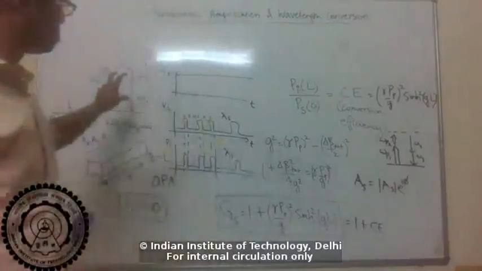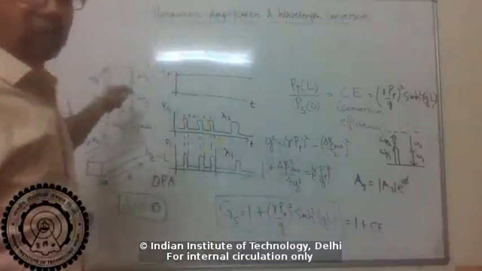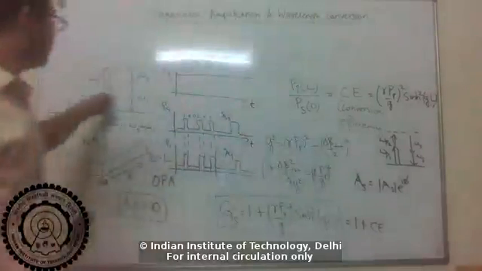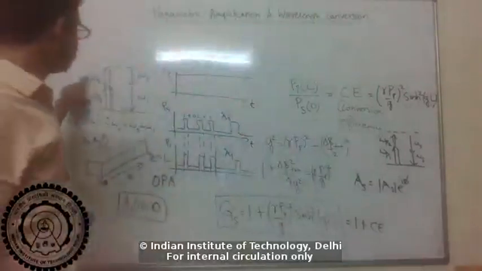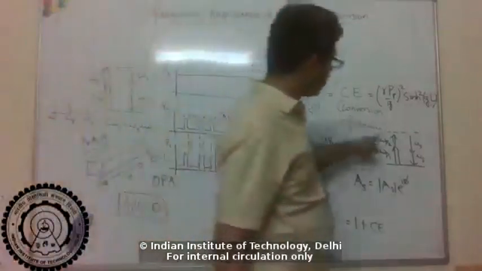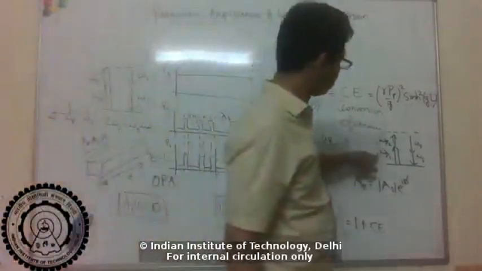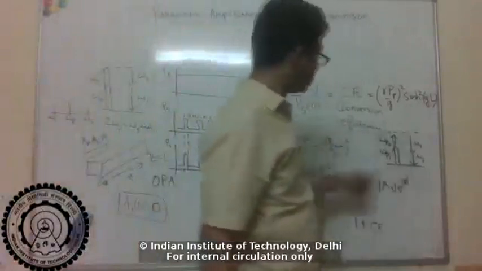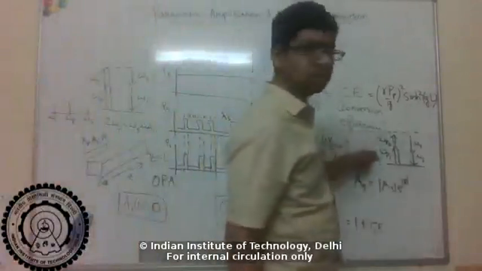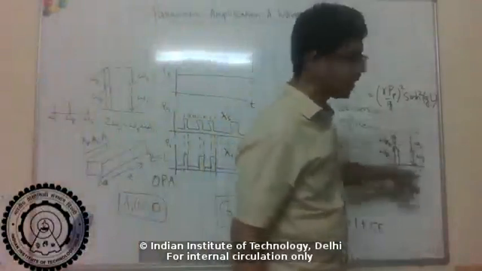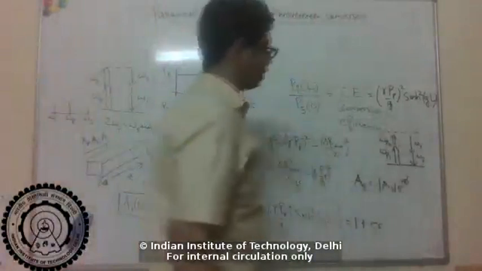To make the phase dependence more manifest, what we can do is consider a slightly different process. Instead of a degenerate pump and non-degenerate signal and idler, consider a non-degenerate pump but degenerate signal and idler. So you have two strong waves here, pumps at omega p1 and omega p2, and the weak beam you want to amplify is at omega s.